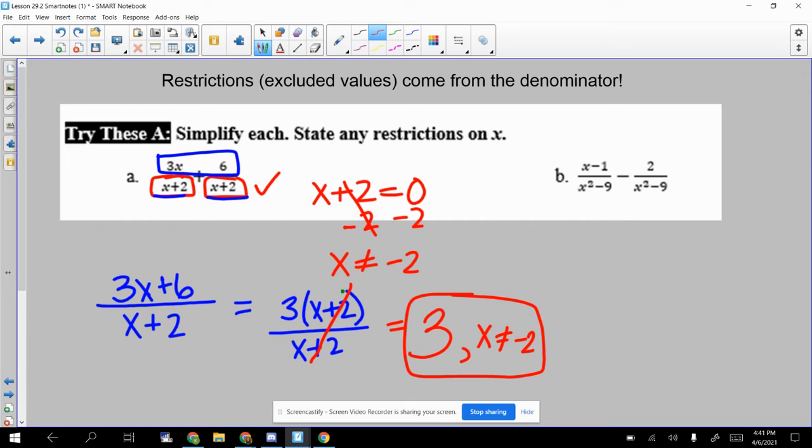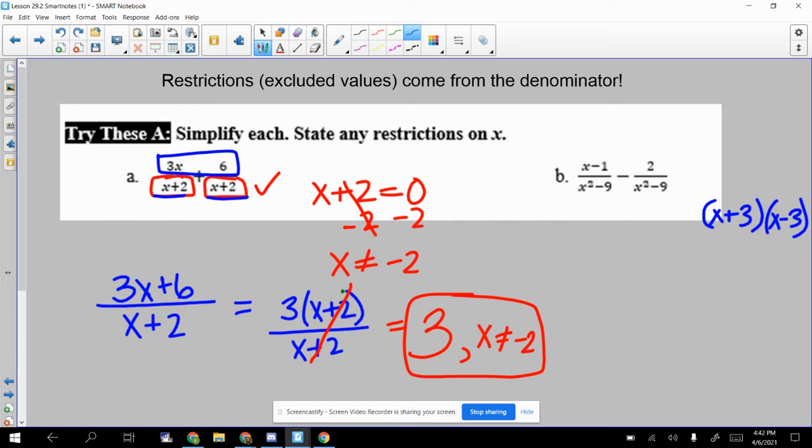All right, let's go ahead and try this other one here, part B. So again, we have this x squared minus 9 and x squared minus 9. So we're good to go. We have common denominators. But what we need to do here is let's go ahead and factor that. So remember, x squared minus 9, that's a difference of 2 squares. So remember, that can be written as x plus 3, x minus 3. Okay, so that is going to be your new denominator, if you could write it that way.